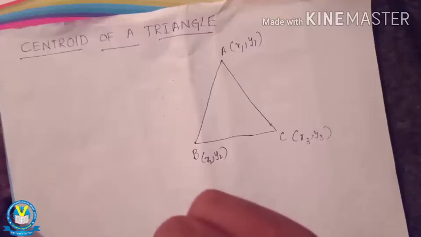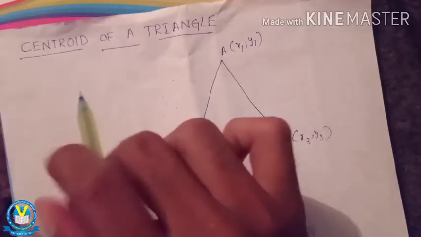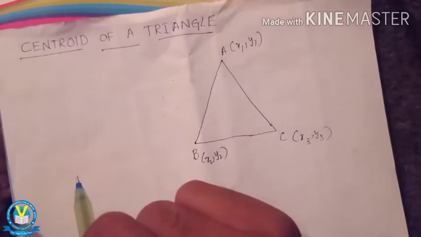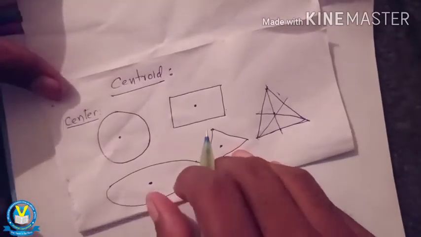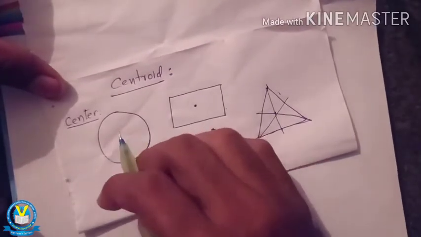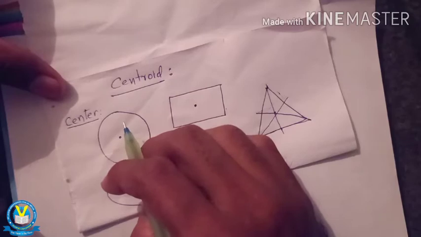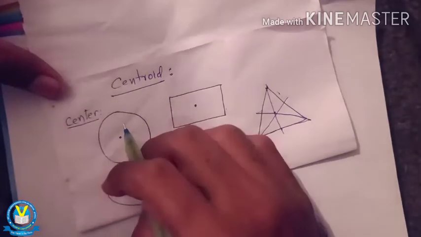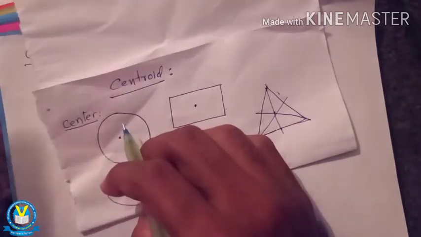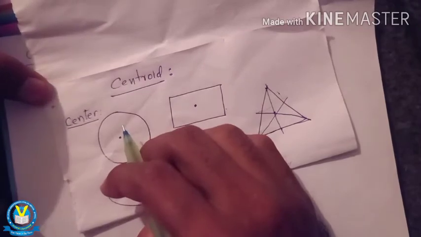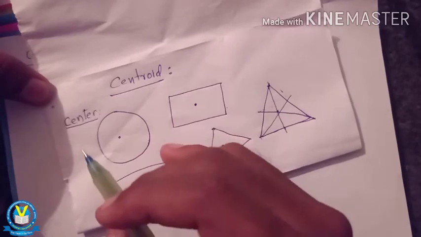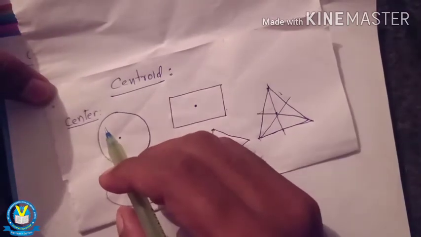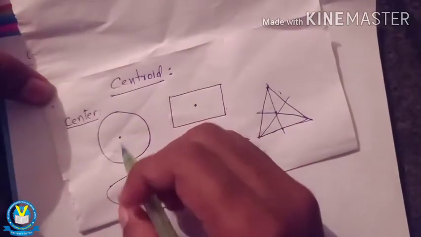Hello everyone. In this class, we will discuss the centroid of a triangle. Before starting the centroid, we need to check the center. In maths, the center of an object or shape is called the centroid. Centroid is a substitution word for center of gravity or center of mass.